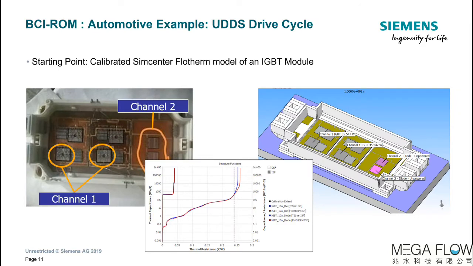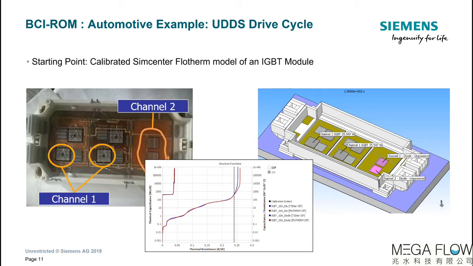Let's look at a worked example. We'll look at an IGBT module. In this case, I'd like to take note that the starting point for a BCI ROM export is a calibrated Simcenter Flotherm model. I believe there's little point in creating a very accurate BCI ROM model of a Flotherm model that does not match reality. So I think this is always the starting point for a workflow, is to create an accurate Flotherm model backed up with experimental data.